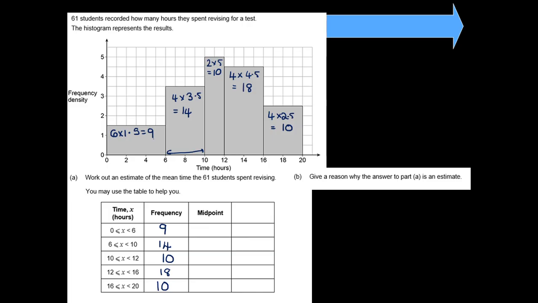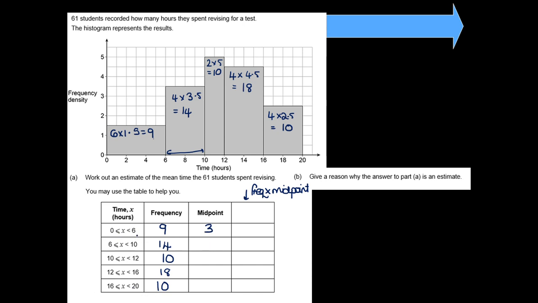So to estimate the mean, you add them up and divide by how many there are. Now, adding them all up is what this last column is going to be for. To add them all up, we do the frequency times the midpoint. So, first of all, we need to get our midpoints. The midpoint is the middle of each group.